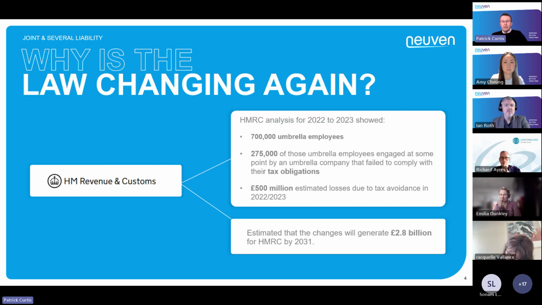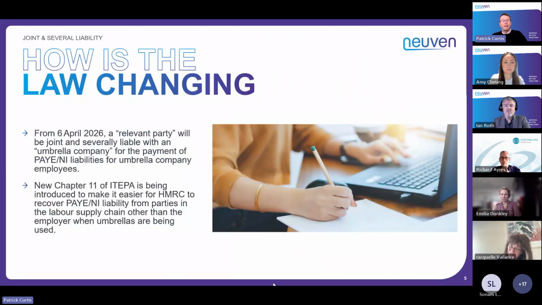Sorry, let me just move my slide forward. So what are HMRC doing? With effect from the 6th of April of this year, a relevant party, and I will talk about what a relevant party is in due course, will become jointly and severally liable with an umbrella company for the payment of PAYE and NI liabilities for umbrella company employees.